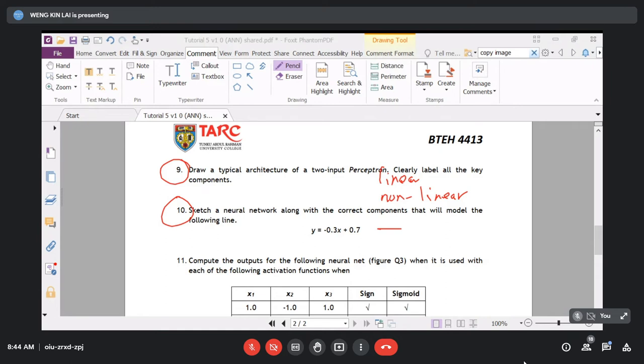So here you can see that we know the single perceptron is able to model linear functions. This is your N function and your O function. So therefore, in this case, can we model this using a simple neural network? So this is linear. So let me just erase this. I need the space.